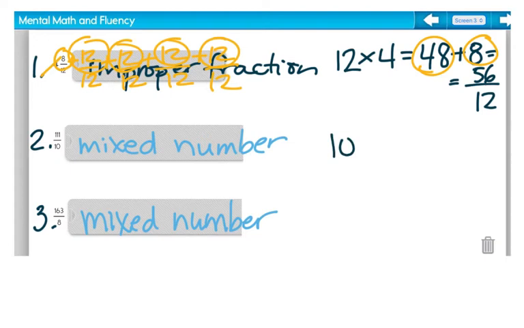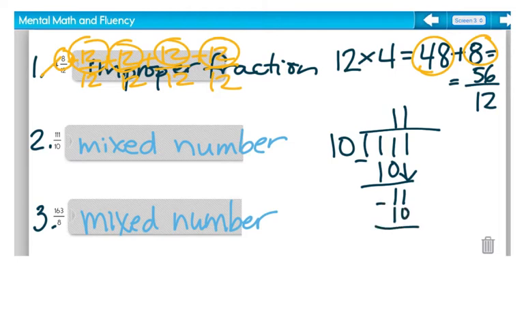Number 2, how many tens are there in 111? 10 goes into 11 once, and a remainder is 1. We write that on the top, the numerator. The denominator never changes. So 111 tenths is the same as 11 and 1/10.